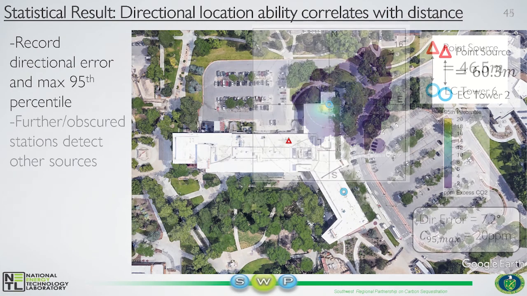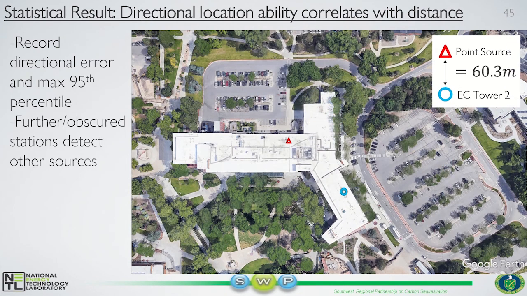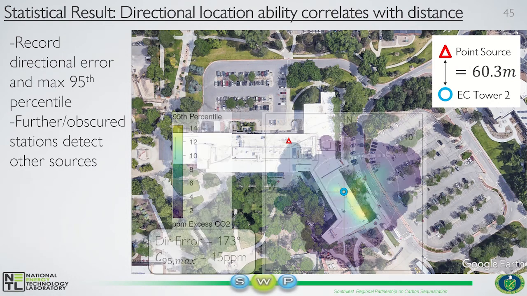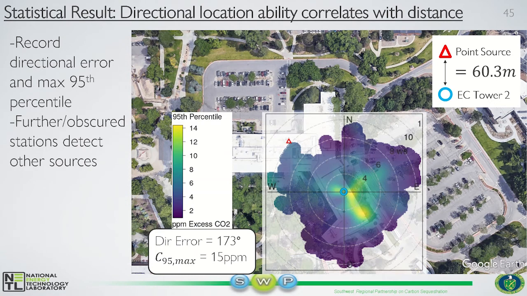However, we eventually reach a threshold where the station is too far away or obscured from the source to adequately detect it. Here we see that at position 2, which is about 60 meters away, our 95th percentile technique does not identify the source and instead shows elevated levels coming from the east and southeast. This can be explained by the bus stop here, where multiple buses are often idling, and this is clearly a more influential source due to its proximity.